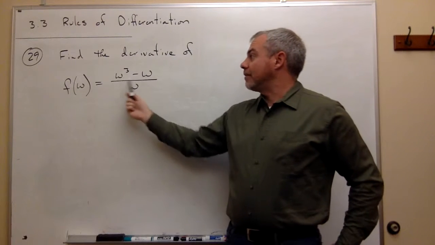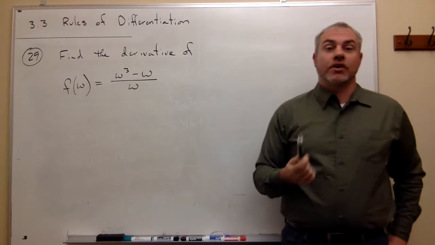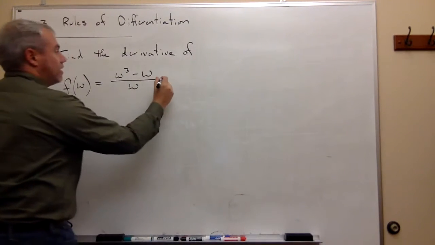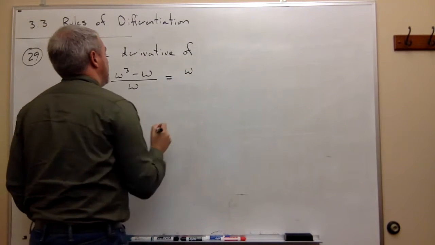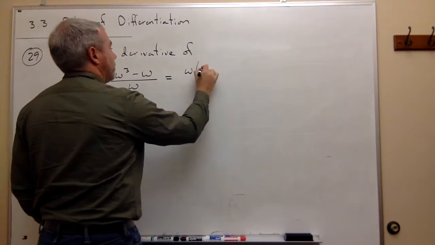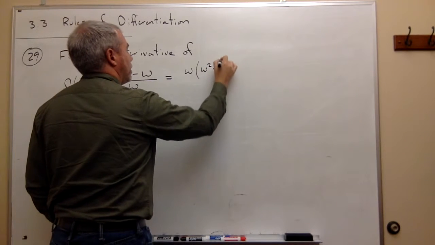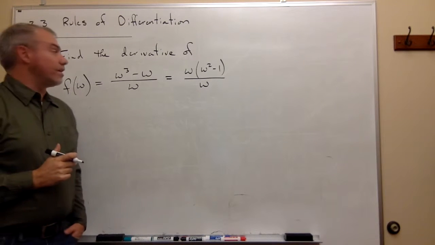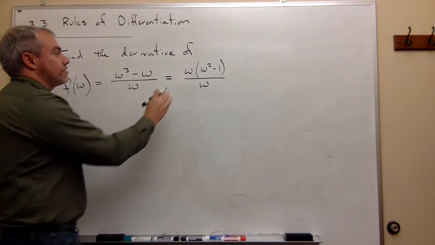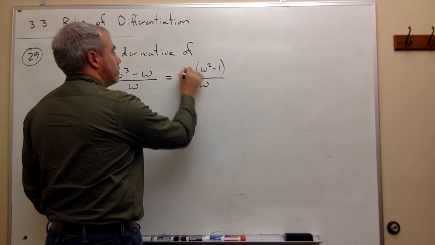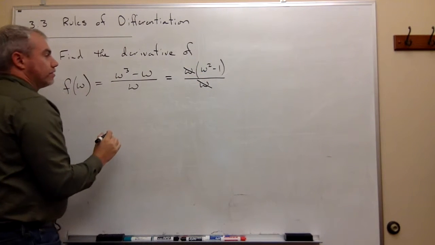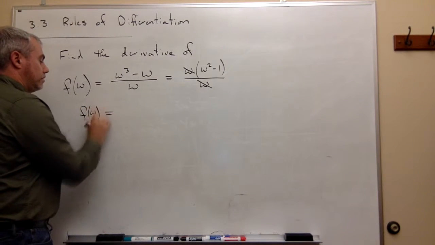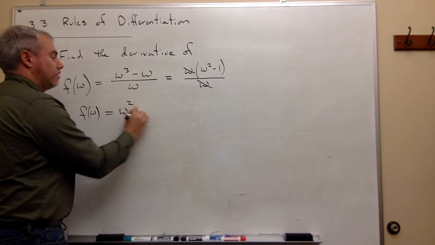You notice that on top, I could factor out a w. So let's go ahead and do that. If I did, I'd get the following: this is equal to w times w squared minus 1, over w. And so here I can go ahead and cancel these w's. And if I do, then I get that f of w is equal to w squared minus 1.